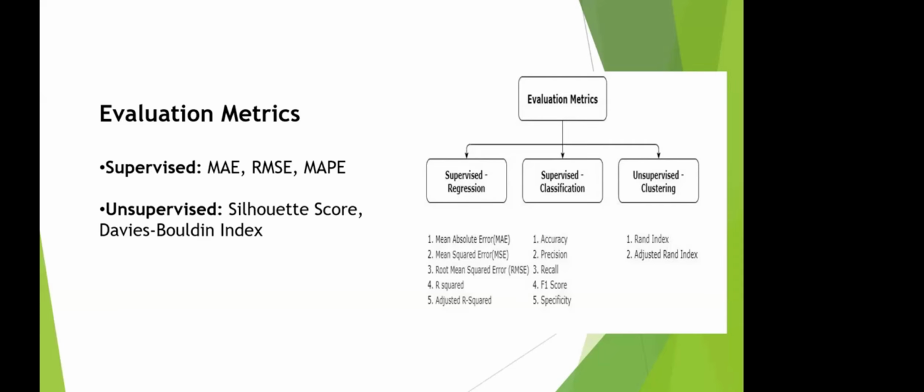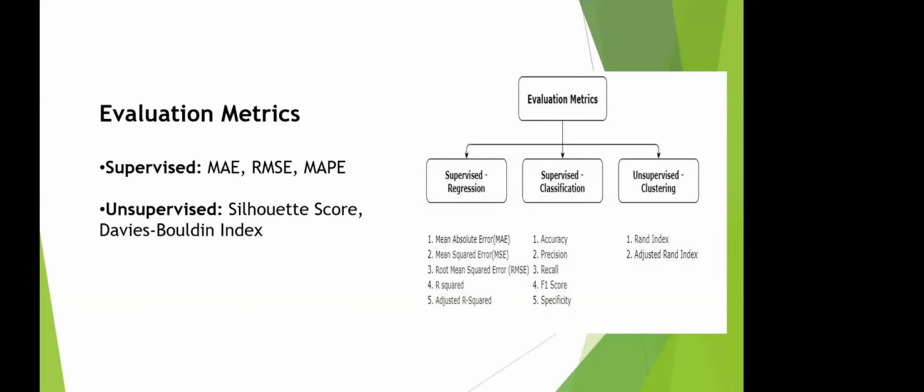You can see in the block diagram the evaluation metrics: MAE, MSE, RMSE, R squared, adjusted R squared for supervised, along with accuracy, precision, recall, F1 score, specificity, and for unsupervised, Rand index and adjusted Rand index. All these things we are taking into consideration, right? If we are taking these, we need to understand the specific meaning.